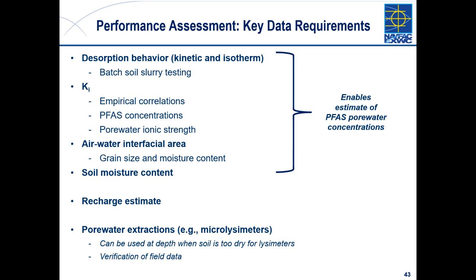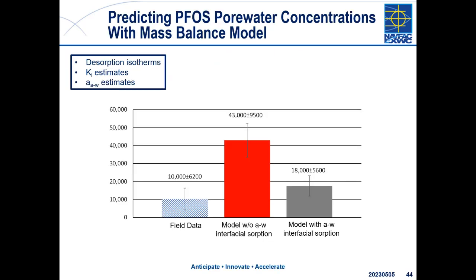So going to slide 44, here's an example where we used this exact approach at a DoD site where AFFF testing was performed. This is for PFOS. We have the field collected PFOS concentrations, and they're in nanograms per liter. We then applied, based on the soil concentration, we did the desorption testing, we had an estimate of the air-water interface, and we applied our model. And that's what you see, that red bar.